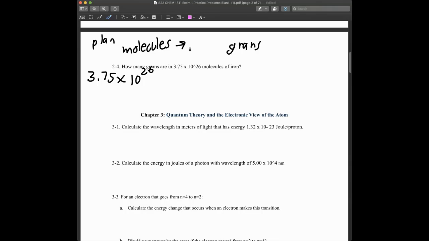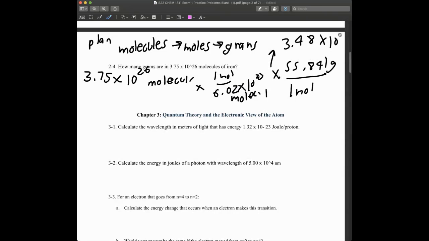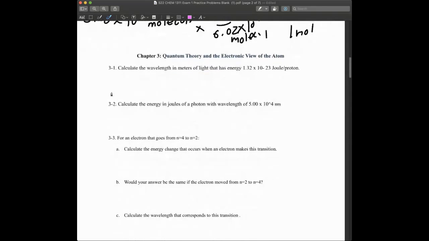You remember from that chart, we first have to go from molecules to moles, because that's related by Avogadro's number. And then we go from moles to grams, and that is related by the number of grams on the periodic table. So we have this number of molecules times 1 mole over 6.02 times 10 to the power 23, times 55.841, and this is from the periodic table for iron. When we do the math, we get 3.48 times 10 to the power 4 grams. Okay, let's move on to the next one. Any questions on this? No questions? Okay.